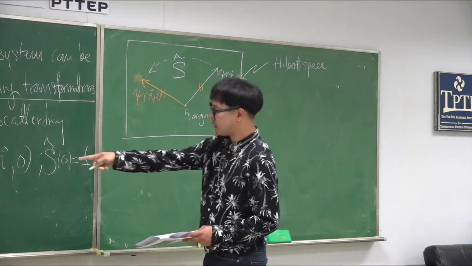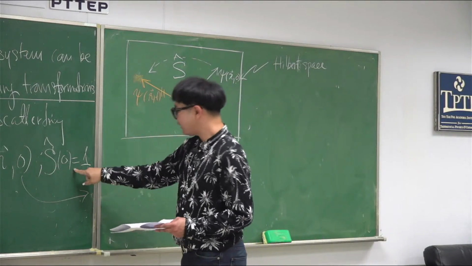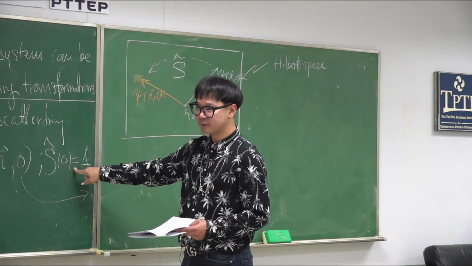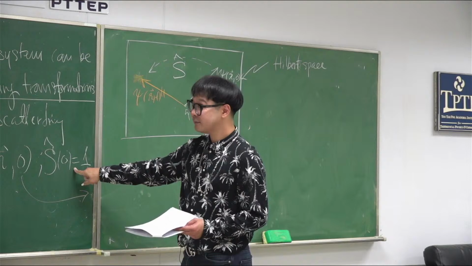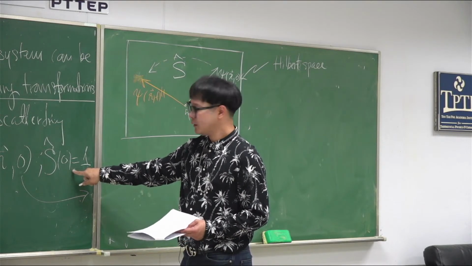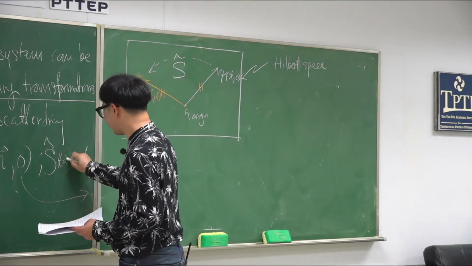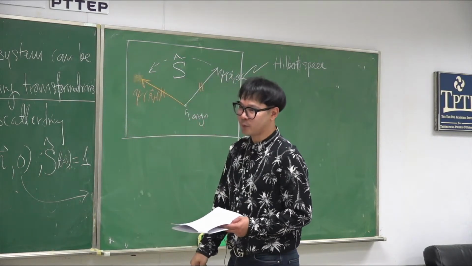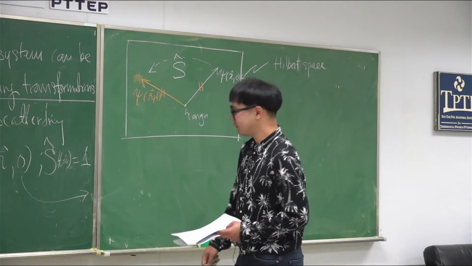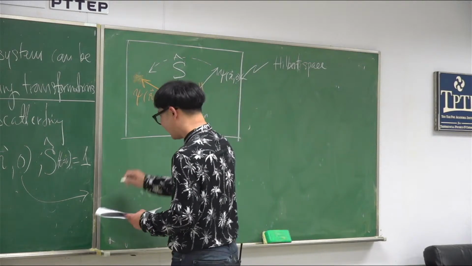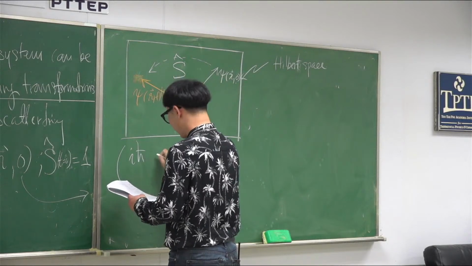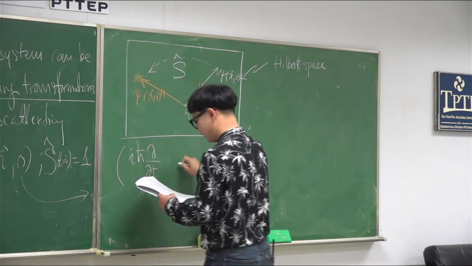So from this here, and then this is a condition. What does it mean by having this condition? I mean, this is T0 equal to 1. What does it mean? Yeah, it's mapped to itself, right? Correct. So from this, you're going to have the Schrodinger equation, right?